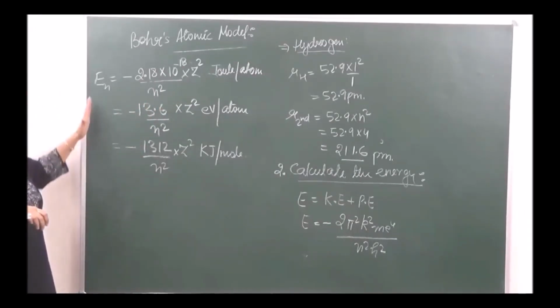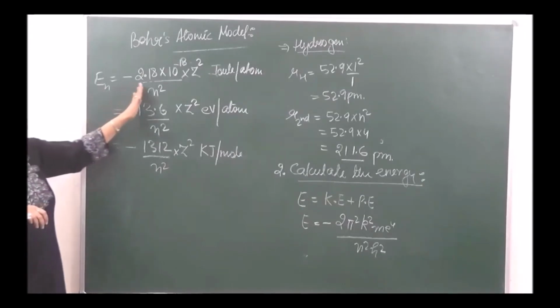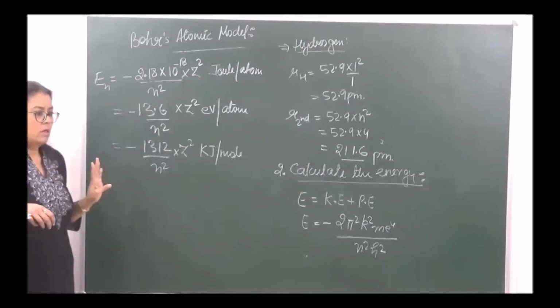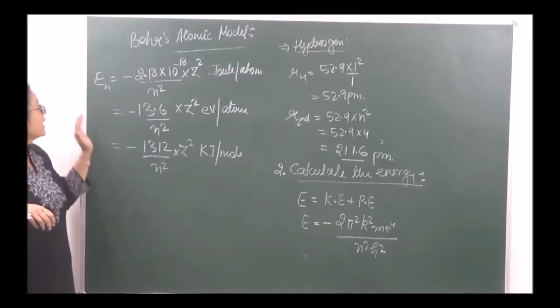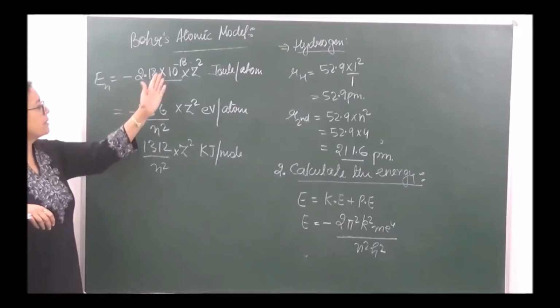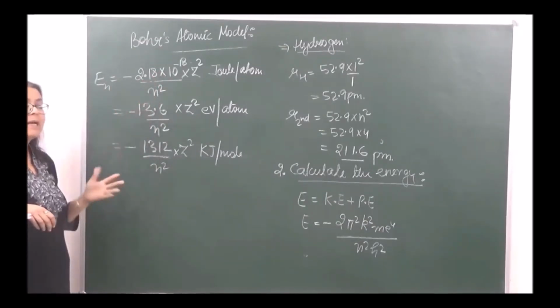Okay, if you are talking of the second orbit, then it is minus 2.18 into 10 raised to power minus 18 divided by 4, that is 2 square. And if you are talking of the third orbit, then it is minus 2.18 into 10 raised to power minus 18 divided by 9.